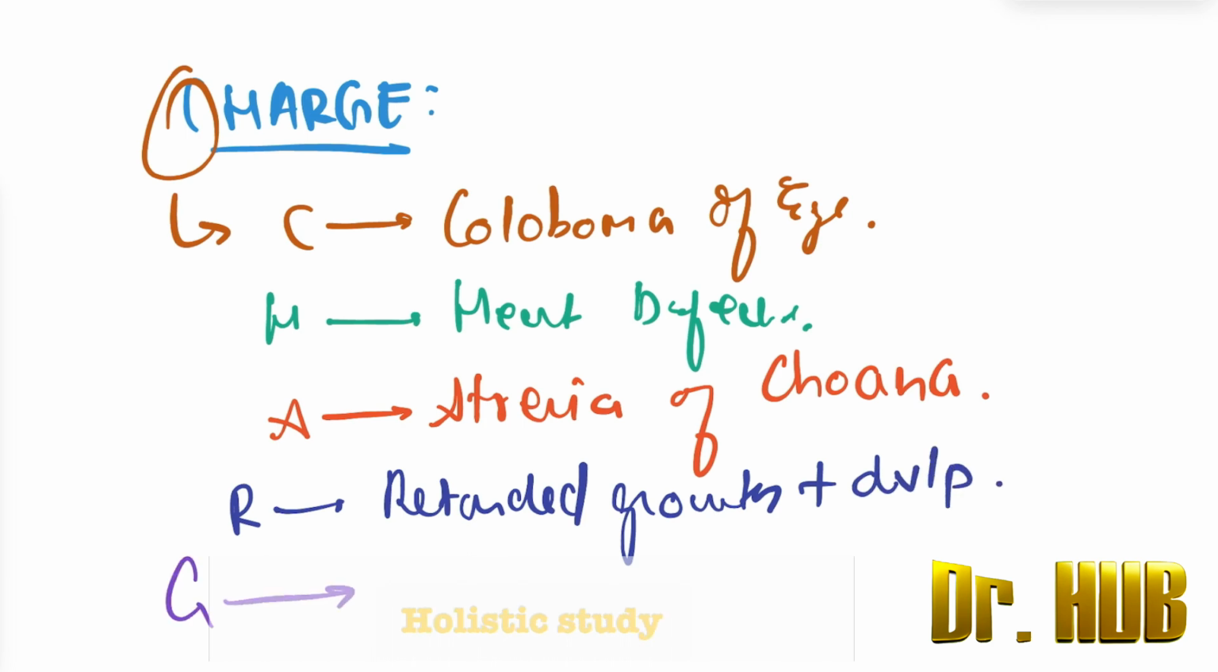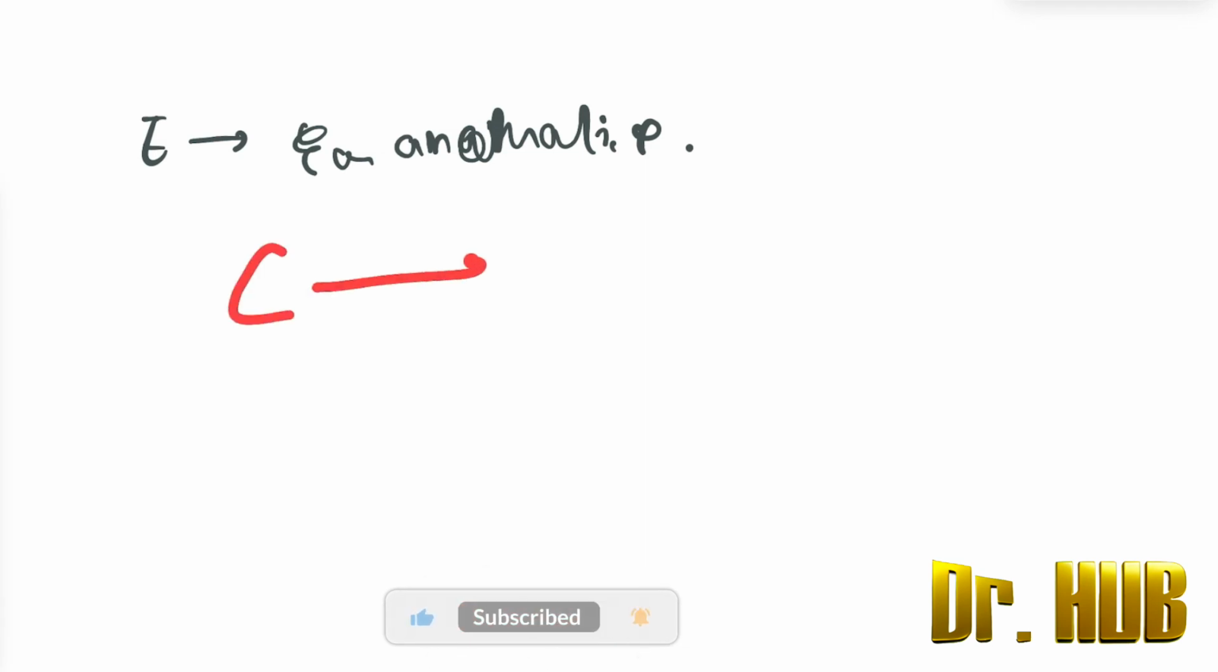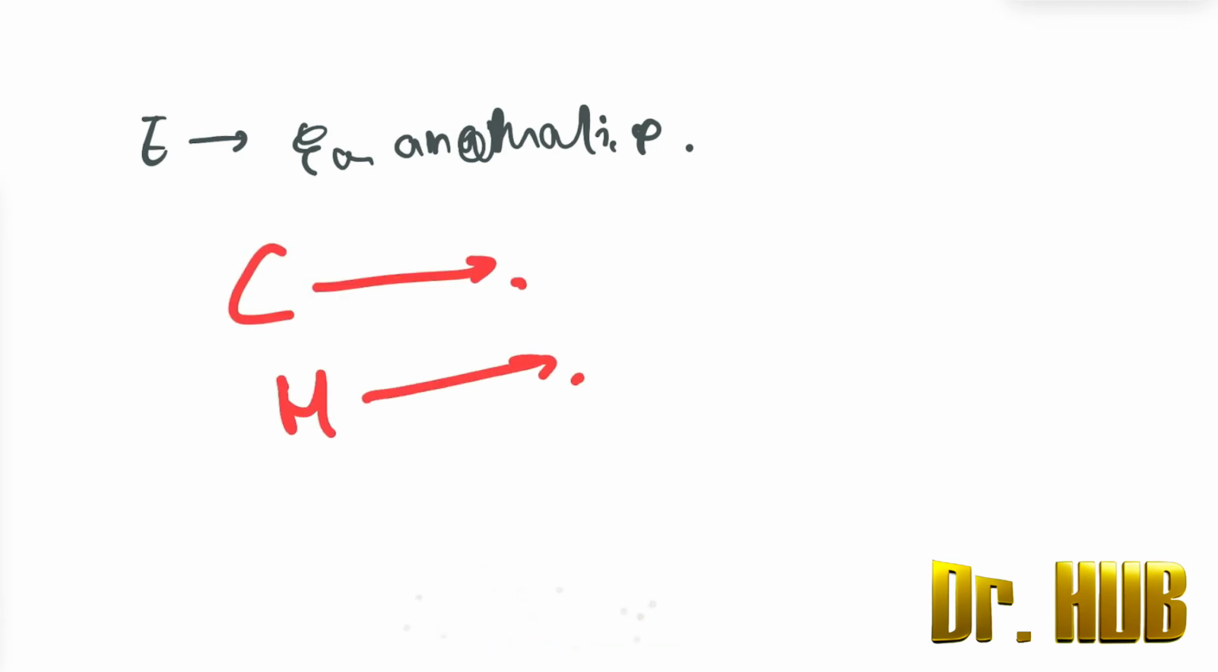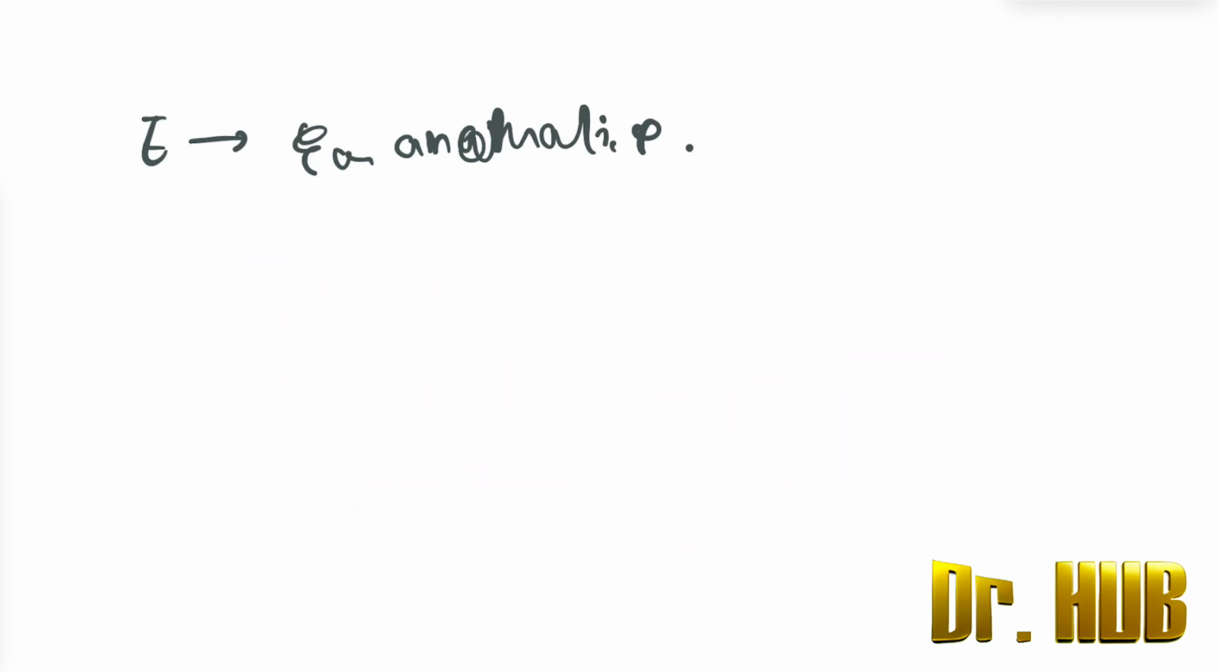Next is G. G stands for the genital abnormalities. And lastly, E stands for the ear anomalies. So let's repeat. C for the coloboma of the eye, H for the heart defects, A for the atresia of choana, R for the retarded growth, then G for the genital anomalies, and E for the ear anomalies. So it is associated with the ear anomalies as well as the hearing loss.